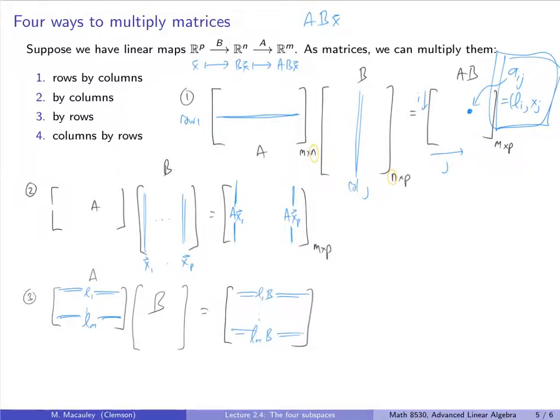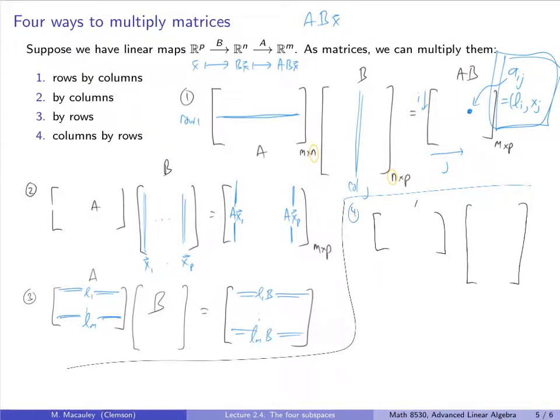Finally, the last way, if you think about what's left, we have rows by columns. So we can do columns of A by rows of B. So for this one, this is 4. So here we have, again, A here, and we have B. So this is A, and this is B. I don't know what I really want to call the columns of A and the rows of B.